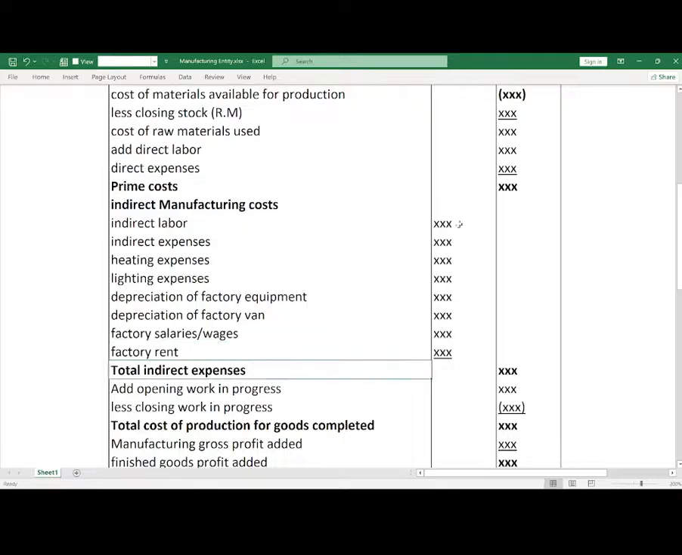So we add them to the prime cost, and then we add the opening work in progress and we less the closing work in progress, whereby we are going to get the total cost of production for goods completed. So that is the total cost.